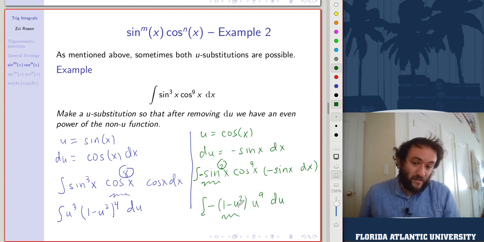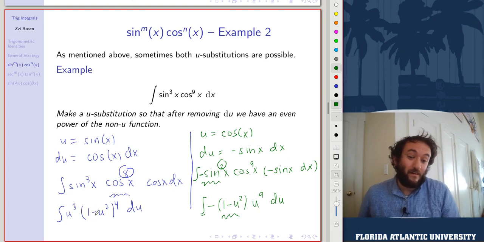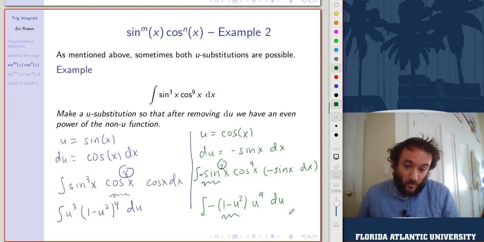So all we'll have to do is distribute. We'll take minus u to the 9th plus u to the 11th. Here I have to expand the 4th power of 1 minus u squared, which would be quite a lot of work. So we're going to opt for this one.